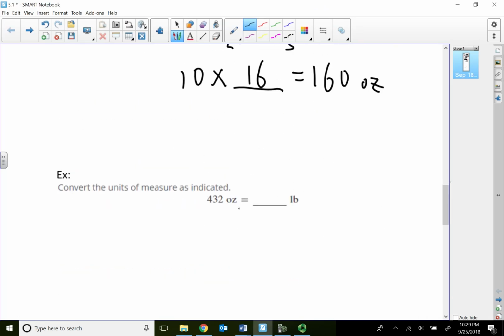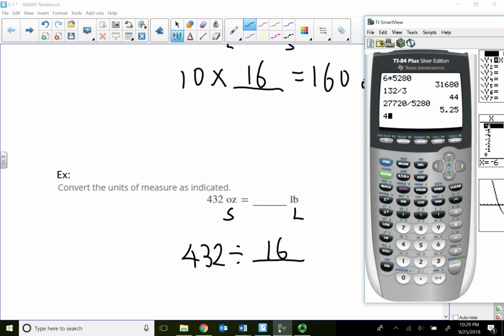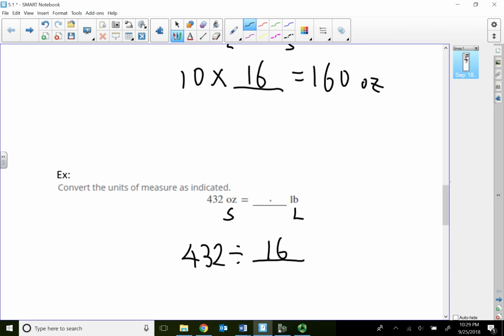All right, this one is ounce back to pound. So this is small to large, so we will divide. And what number do we divide? The conversion between ounce and pound is 16. So we take the 432 divided by 16, which is 27. So 432 ounces is 27 pounds.